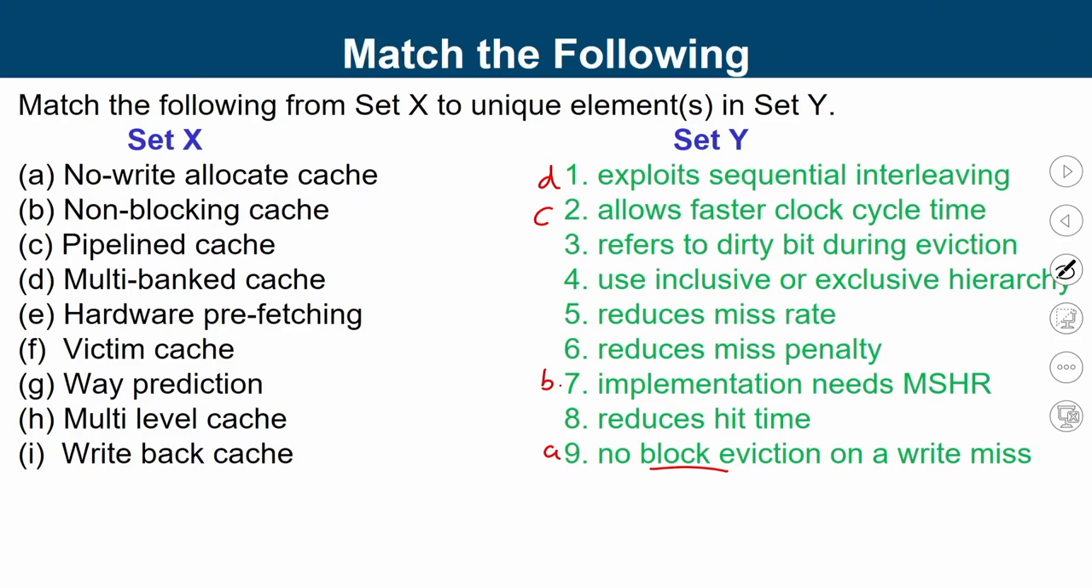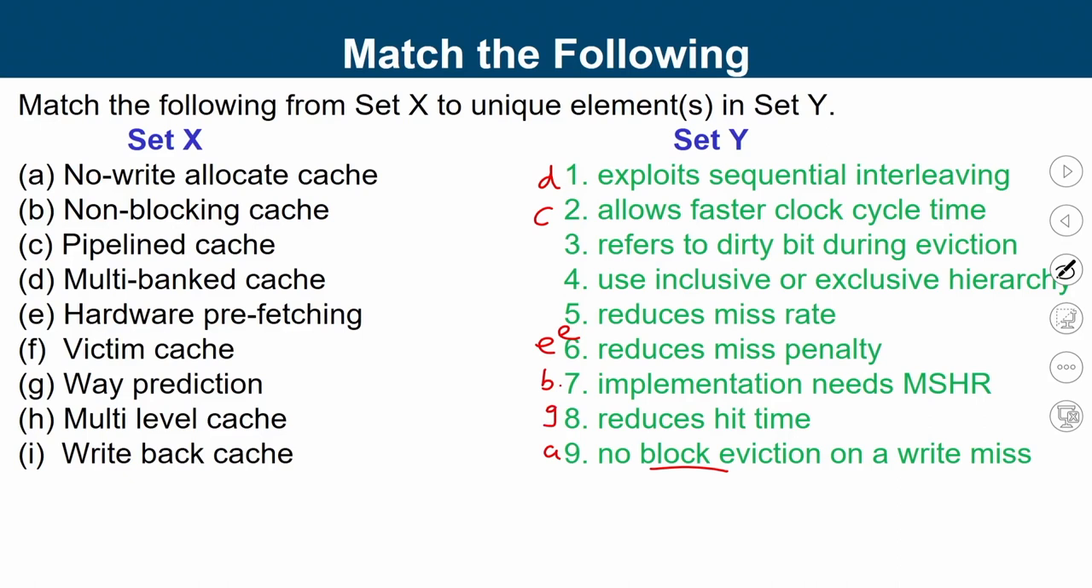Now hardware prefetching. What happens in hardware prefetching? You are going to reduce the miss penalty, because rather than going to main memory, we are bringing the block from the stream buffer that is being kept. So victim cache, the basic advantage is you are going to reduce the miss penalty. So that's happening in the victim cache as well. And way prediction, that's called G. Way prediction will reduce the hit time. So we are getting the benefit of a direct mapped cache, even though it's a set associative cache.